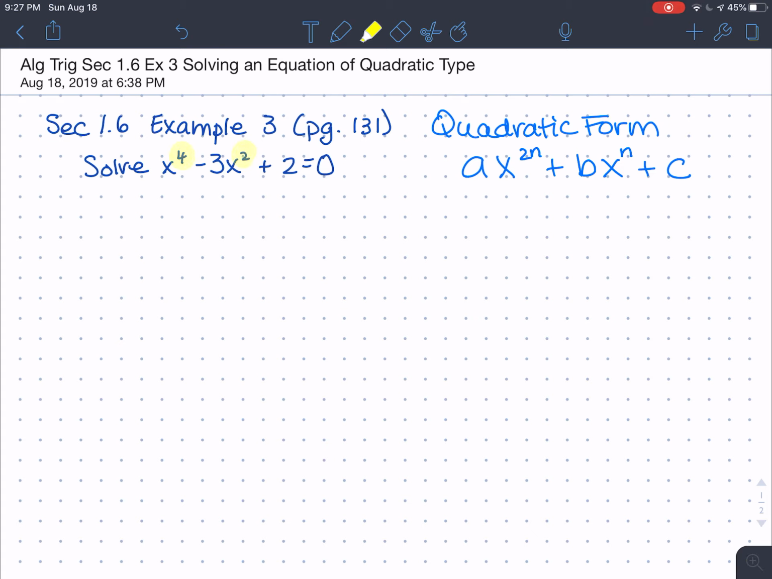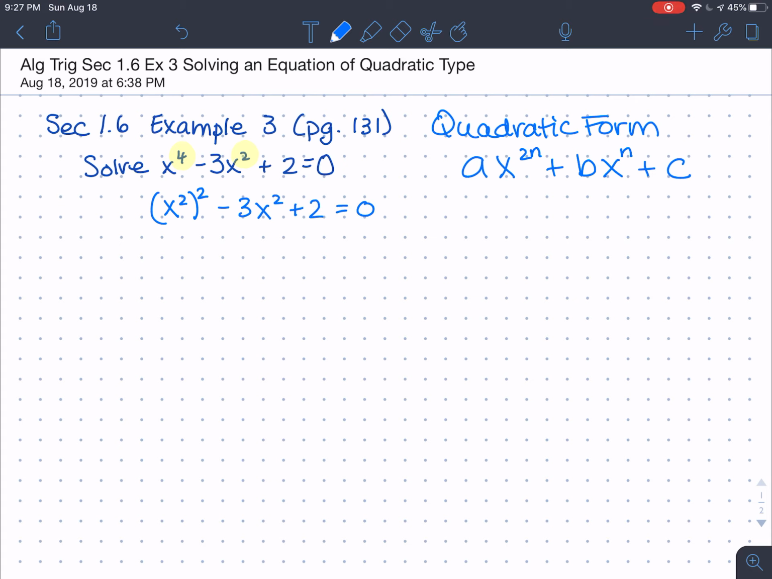We have an exponent of 4, an exponent of 2. 4 is twice as big as 2. That's how you identify quadratic form. Now with quadratic form, you can always rewrite that first term, the variable portion, as the variable portion of the second term squared. And so that's how you want to think about it.